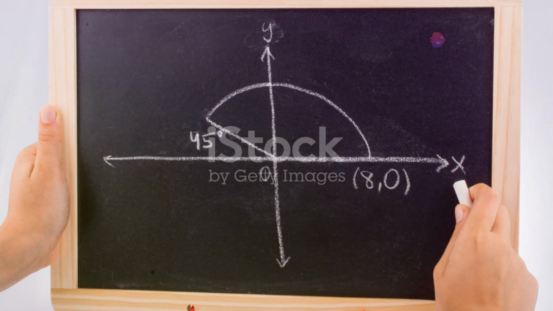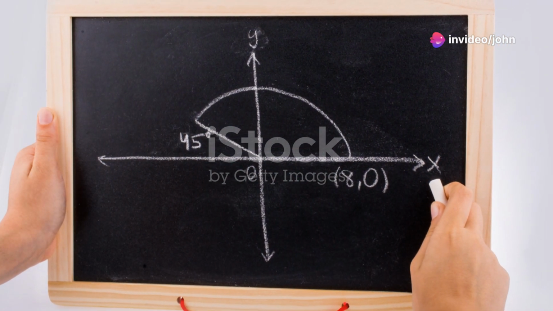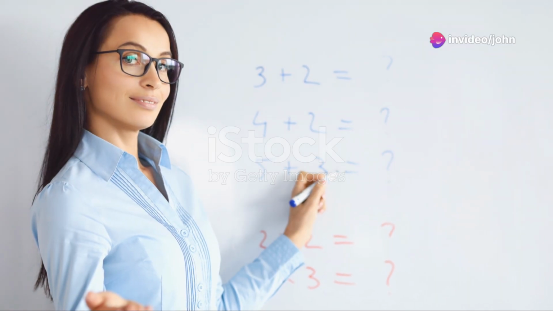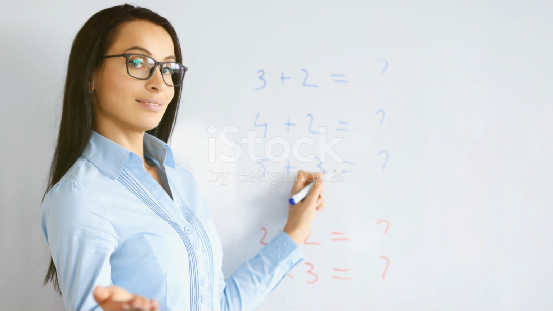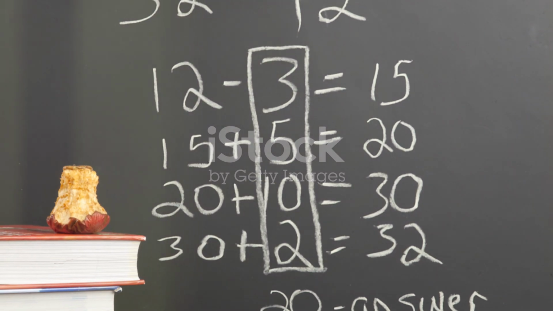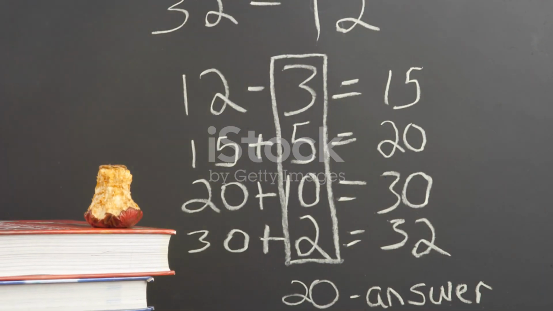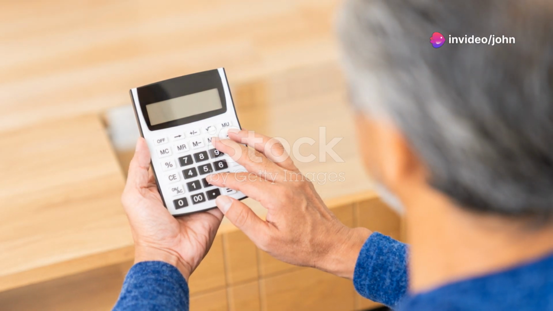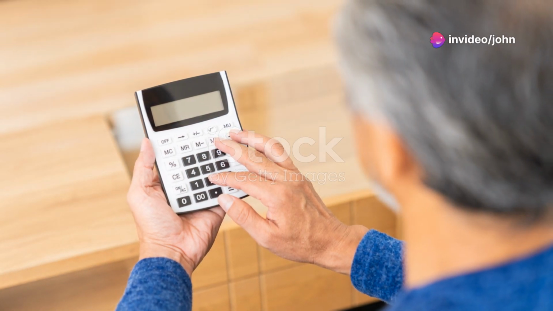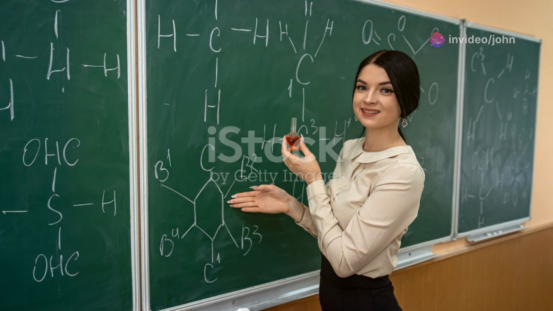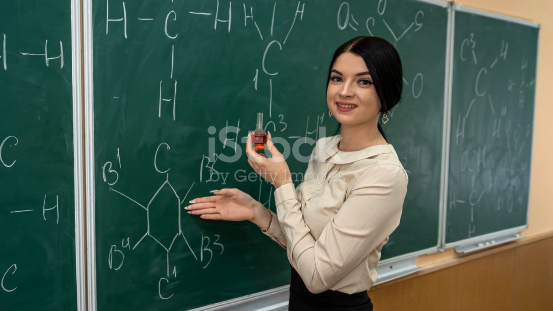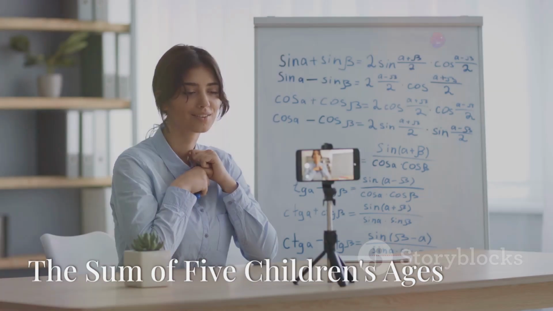Now, let's substitute S = 30 back into either of our original equations to find F. Let's use F = 3S - 20. Plugging in 30 for S, we get F = 3(30) - 20, which simplifies to F = 70. The father's present age is 70. The problem asks for the ratio of their present ages. The ratio of the father's age to the son's age is 70 to 30, which simplifies to 7 to 3.